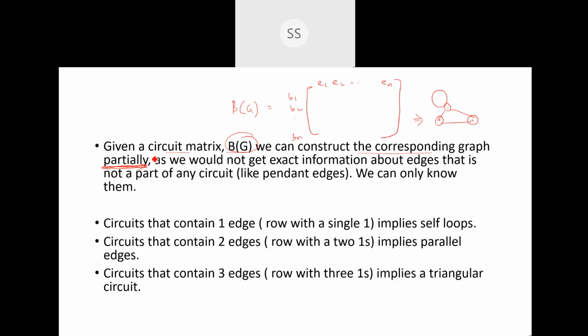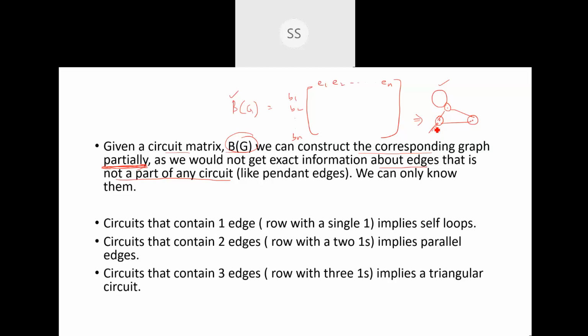You will only be able to draw it partially, as we do not get exact information about the edges that are not part of any circuit. Very, very important. So given a circuit matrix, you will be able to draw the graph, but you won't be able to draw the complete graph. There will be certain edges which will not be included.